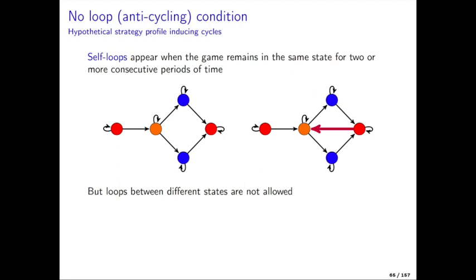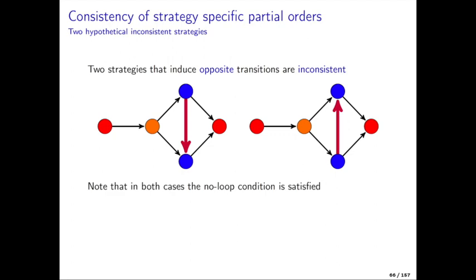Think of it as, like you talked about, stochastic bargaining over a stochastic shrinking pie. If the pie is sometimes growing, then you have a loop, if it's both shrinking and growing. Another thing is you cannot have two different strategies that induce opposite transitions.